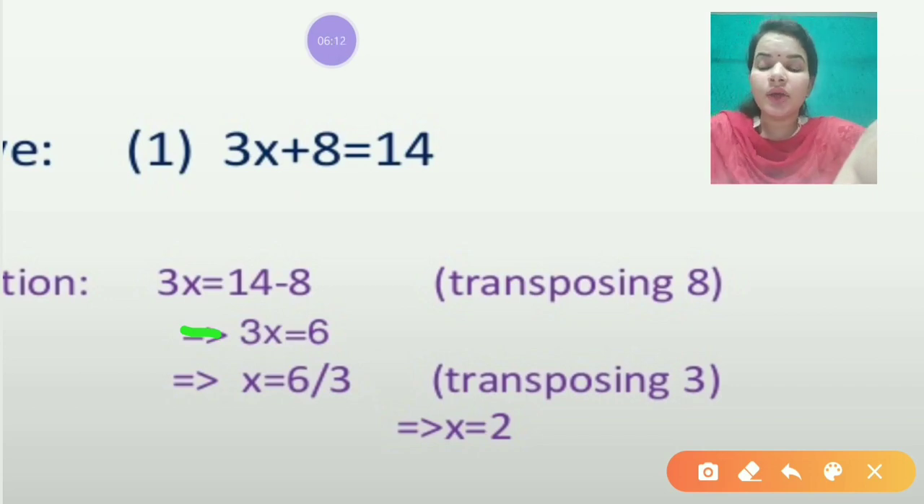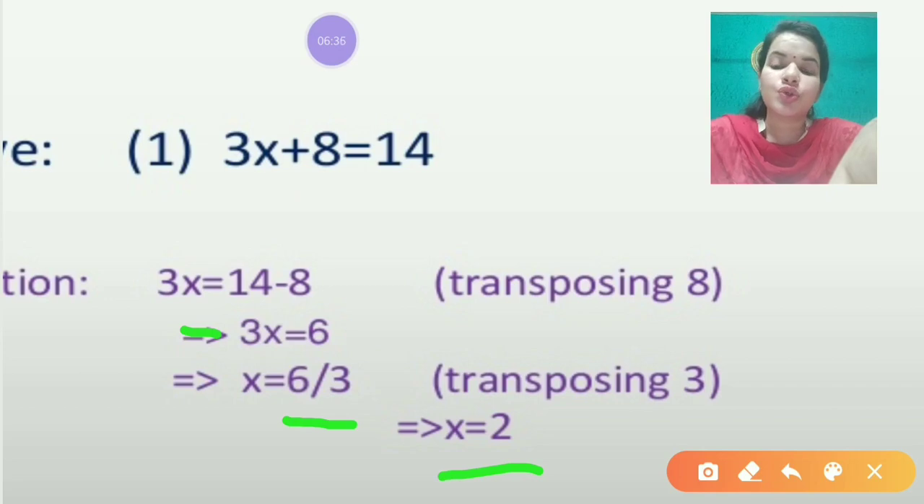Now here you have to separate x from 3. 3 is in multiplication. So if it is going to the other side, it will come in division. So for removing 3, you will take it to the other side in division. It will become 6 upon 3. And what is 6 upon 3? It is equal to 2. So your answer is x = 2. The value of x is 2.